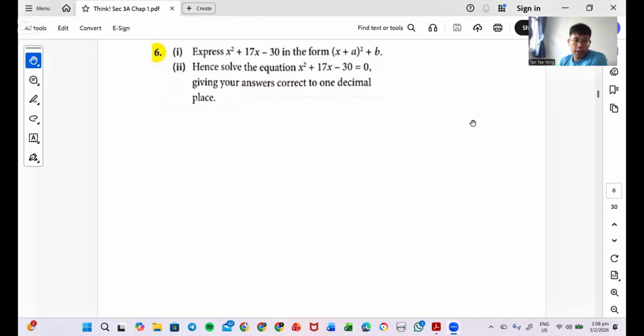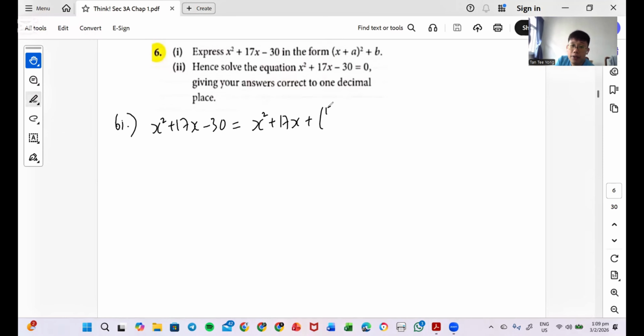Okay, let's go through question 6 together. So 6 part 1, express x squared plus 17x minus 30 in the form of that thing. So that is completed square form. Okay, very simple. So x squared plus 17x minus 30 equals x squared plus 17x plus 17 over 2 square minus 30 minus 17 over 2 square. So this is the part that is not in the original expression. So equals x plus 17 over 2 square. Then I calculate.